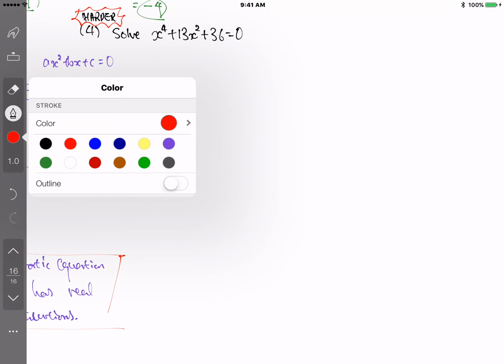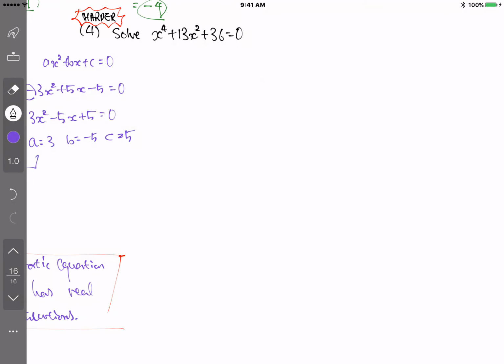This is really harder. You need to actually think about it before solving this question. So let me just divide this. So it says number 4, harder. Solve x to the power of 4 plus 13x squared plus 36 equals 0. Man, this is actually another quadratic equation. This is actually a 4th degree equation. How are you supposed to solve this?